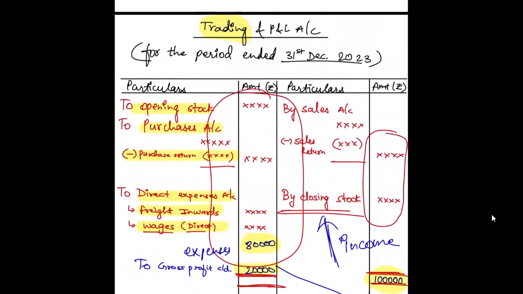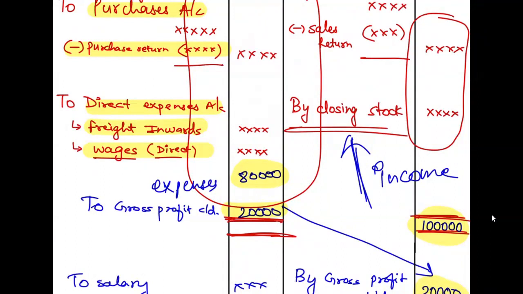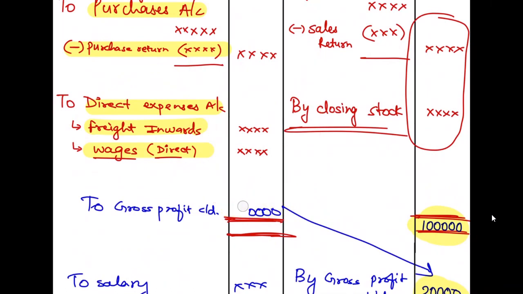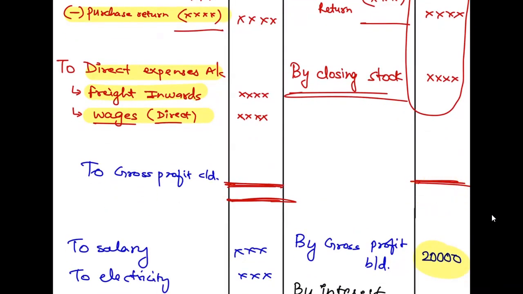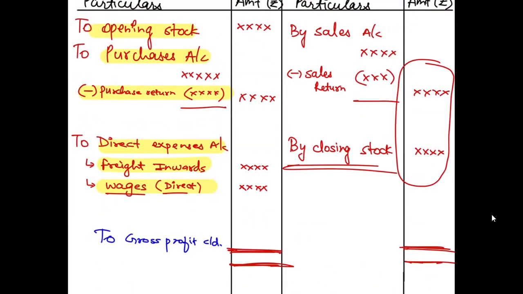Okay. Now, what happens if this is reverse? What do you mean if this is reverse? For example, the income is less and the expenses are higher. That means on your trading account you have all these expenses. Let's say the total of these expenses is 1 lakh rupees, and you have just sales of 80,000. So what will happen? You will have a loss.